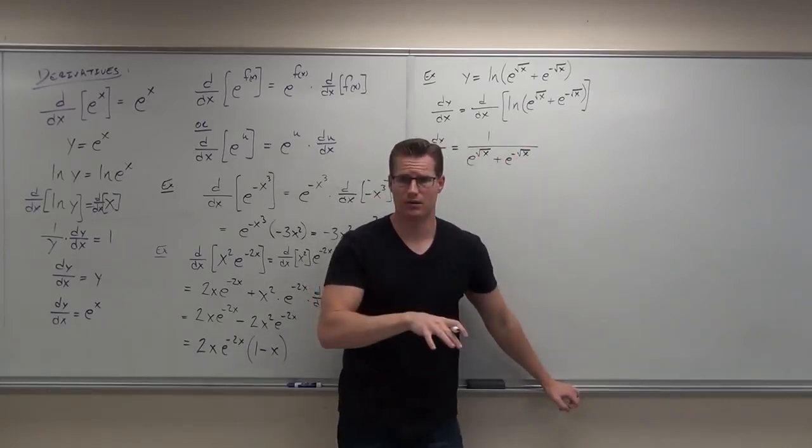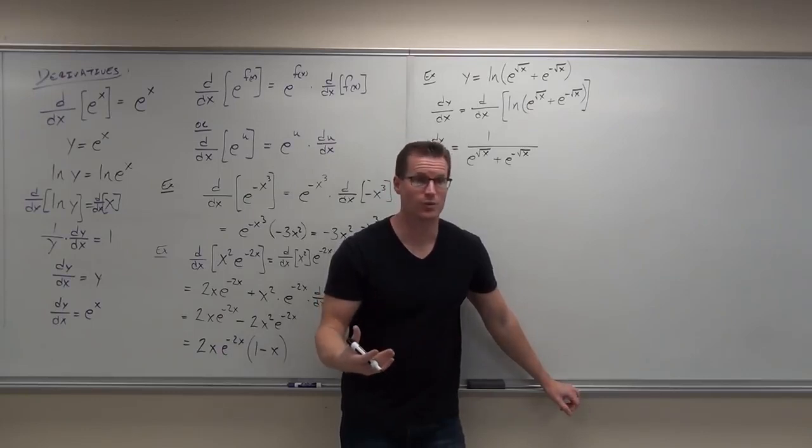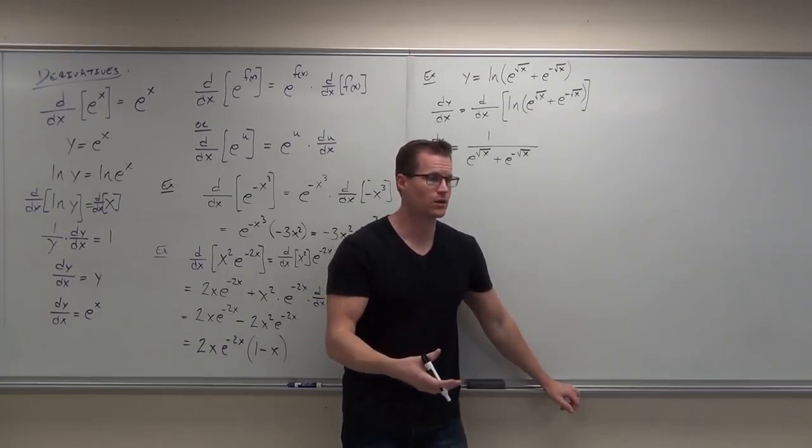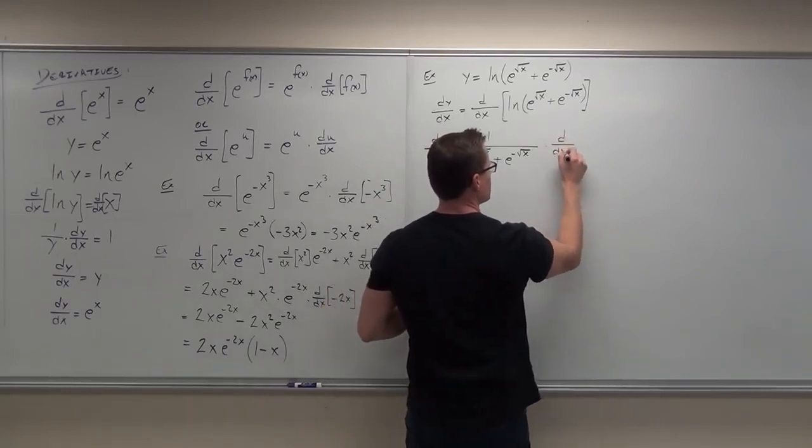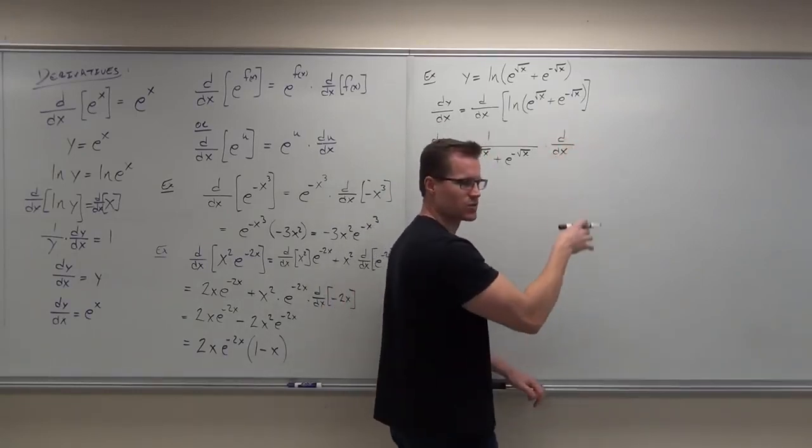Okay, good. Are we done right now? No, unfortunately not. That'd be awesome if we were. But what do we have to do? Use chain rule. All the time, chain rule. So what we're going to do is take the derivative of, what are we going to take the derivative of?